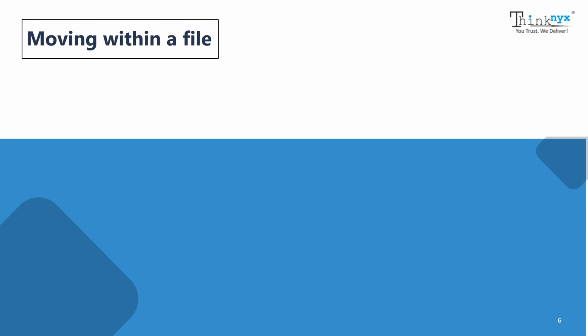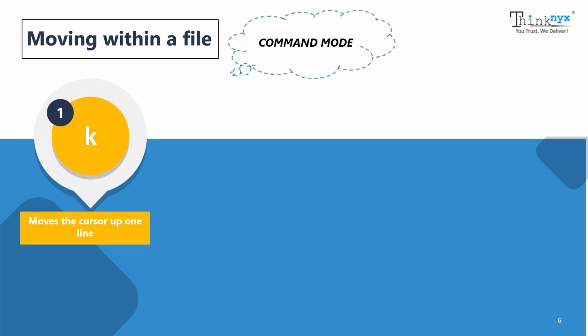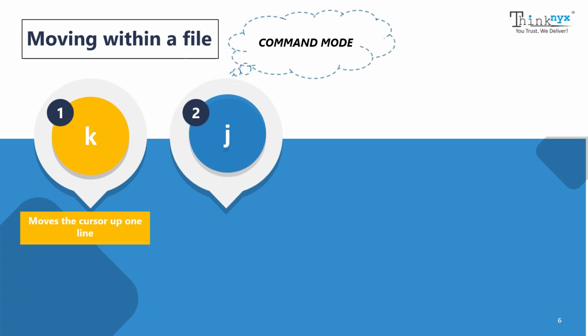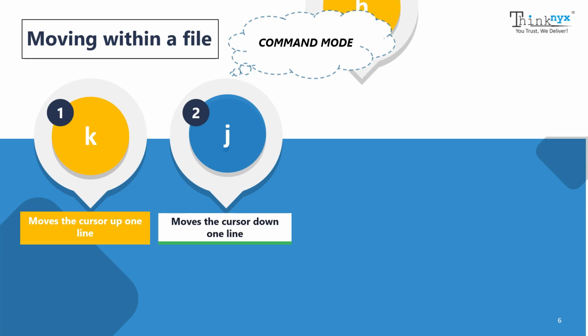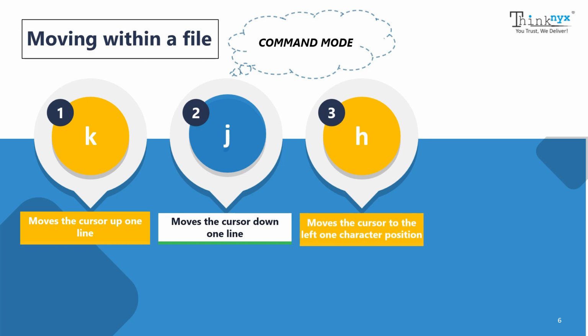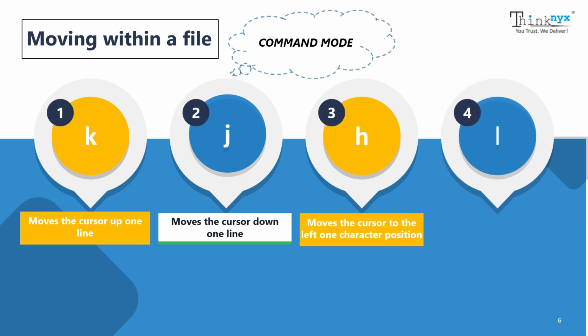Let's discuss how we can move within a file in VI. You need to be in command mode in order to navigate in a file. The keys for navigation are: k key pressed once would move the cursor one line up. j key would move the cursor one line down. h key would move the cursor to the left. l key would move the cursor to the right. Apart from these keys, you can also use arrow keys for navigation within a file.